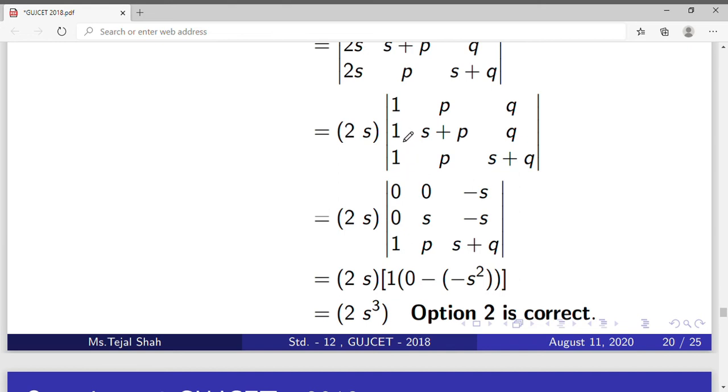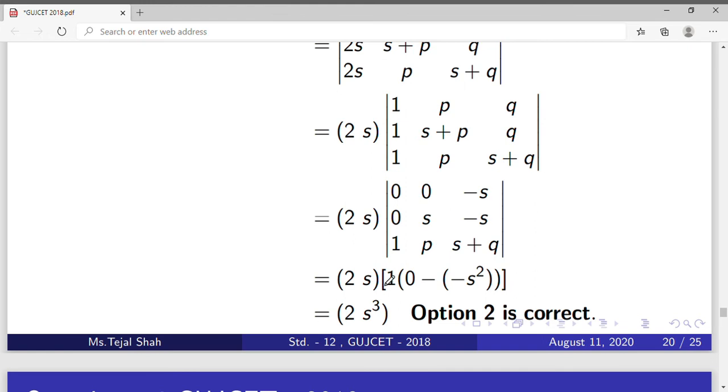Okay. So 1 minus 1 becomes 0. S plus P minus P, P cancels out, S is there. Q minus S minus Q, Q cancels out, minus S. Same way row 3 multiply by minus 1, add in first. So what we get, 1 minus 1 is 0, P minus P is 0, and Q minus S minus Q. So Q cancels out, minus S.